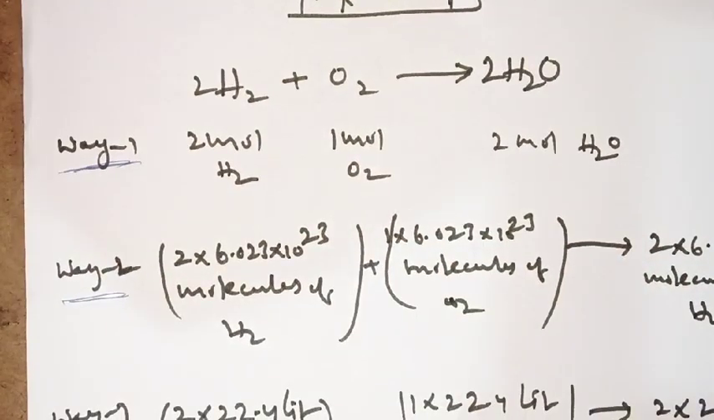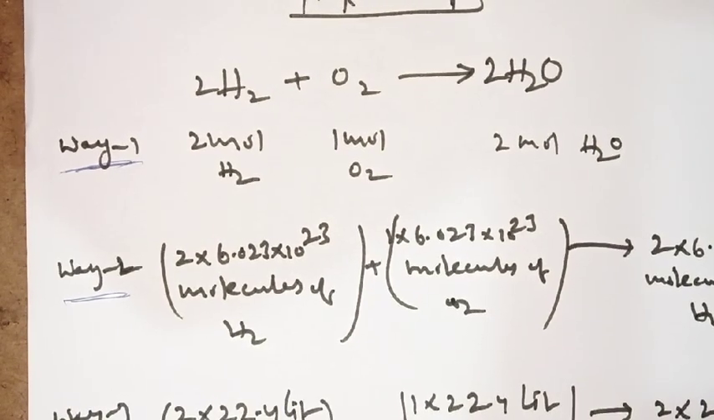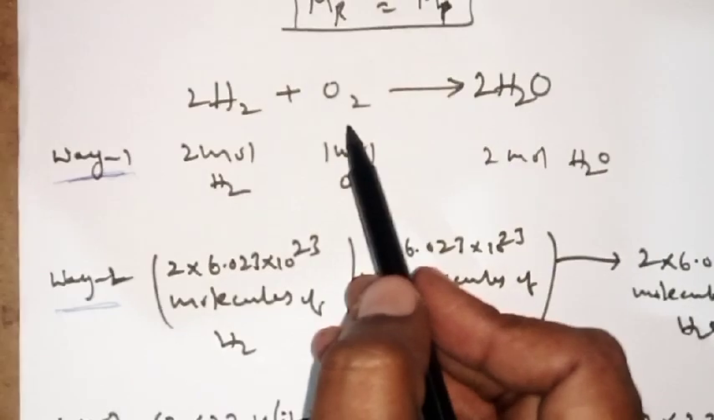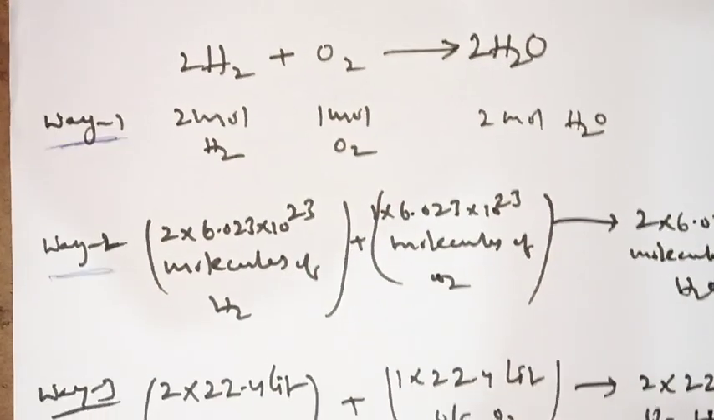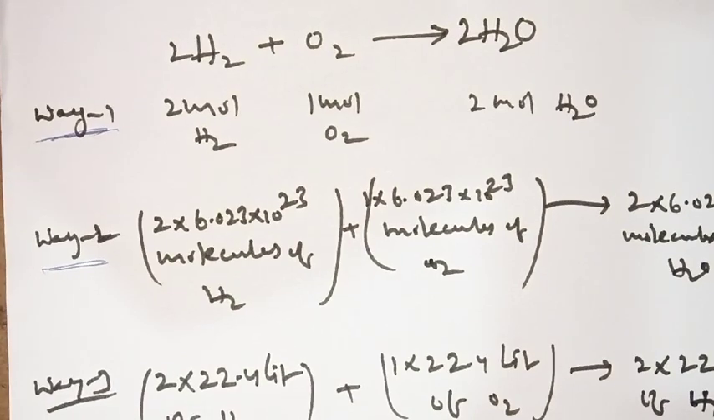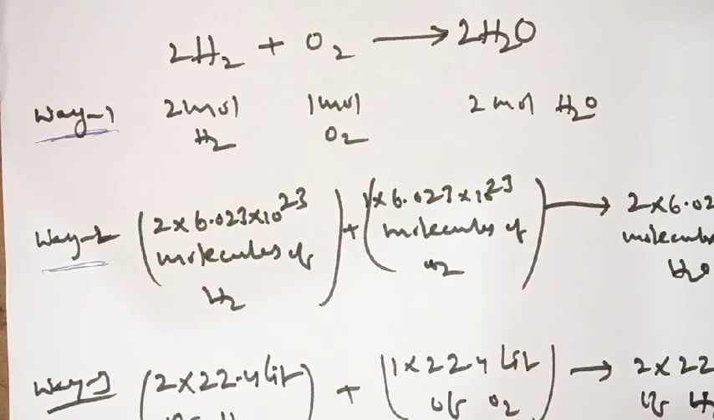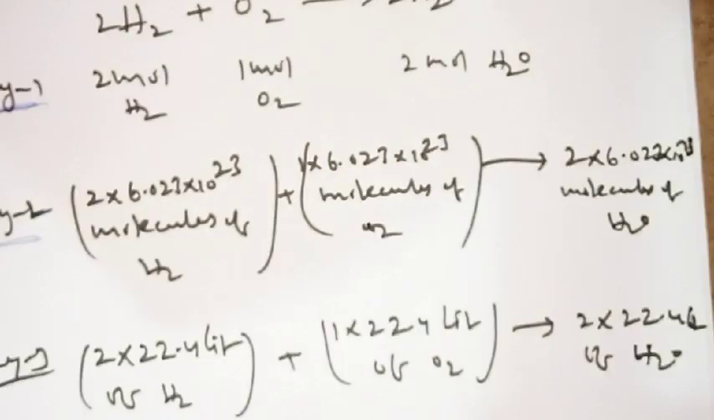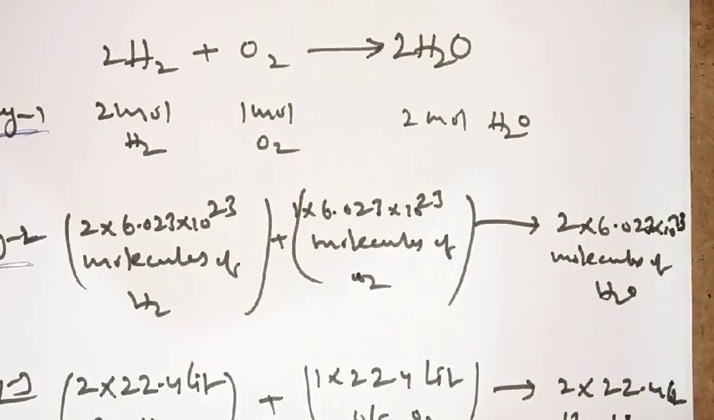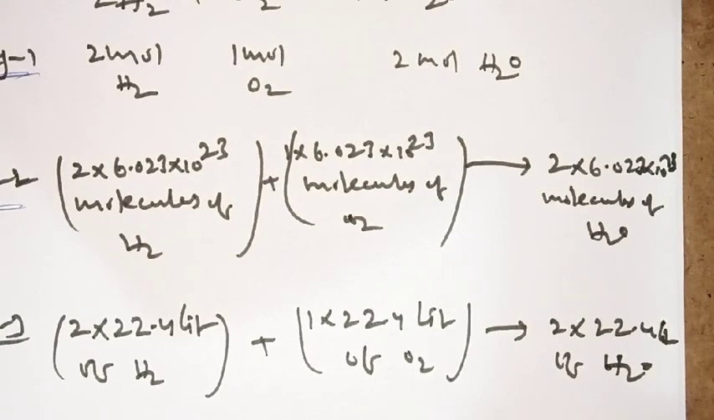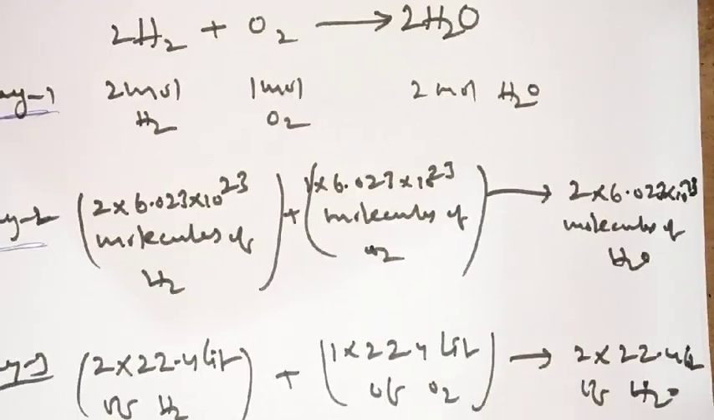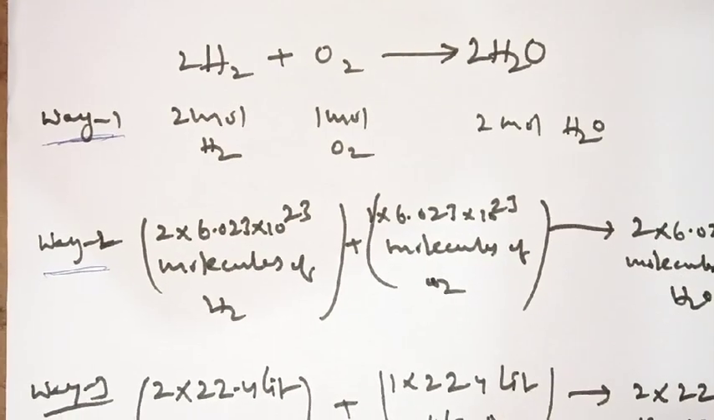That means 2 into 2 grams of hydrogen reacts with how much oxygen? 1 mole. That means O2 molecular weight, how much? Gram molecular weight is 32. So 32 grams of O2 gives 2 into water molecule. Molecular weight how much? Gram molecular weight 18 grams. So 2 into 18 grams of H2O. Is it clear?